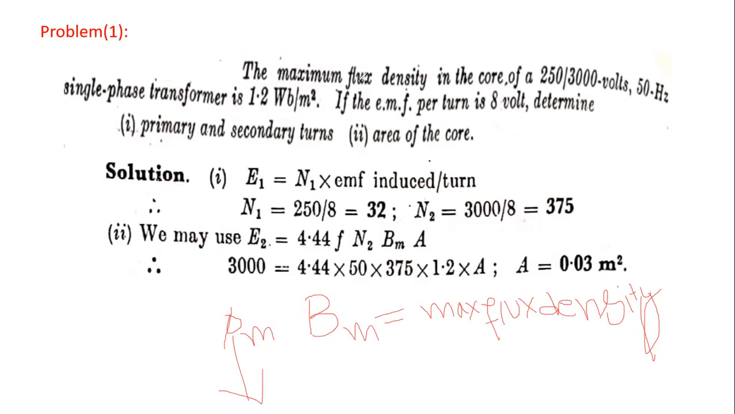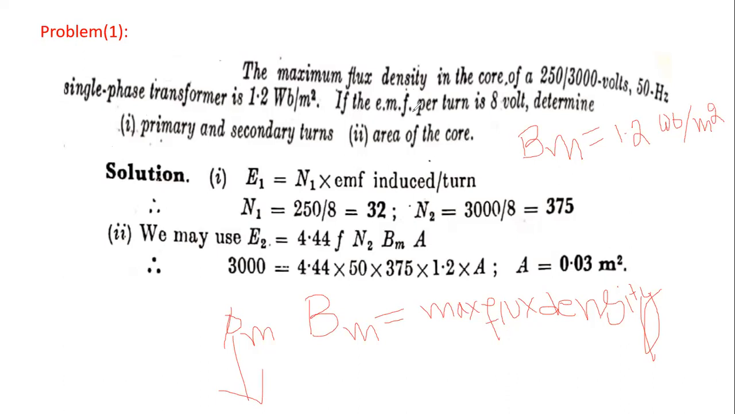In the question we are given the maximum flux density. The maximum flux density of a 250 by 3000 volts, 50 Hz single phase transformer is 1.2 Webers per meter square. Maximum flux density means B max, indicated by Bm. Therefore, Bm is equal to 1.2 Webers per meter square.